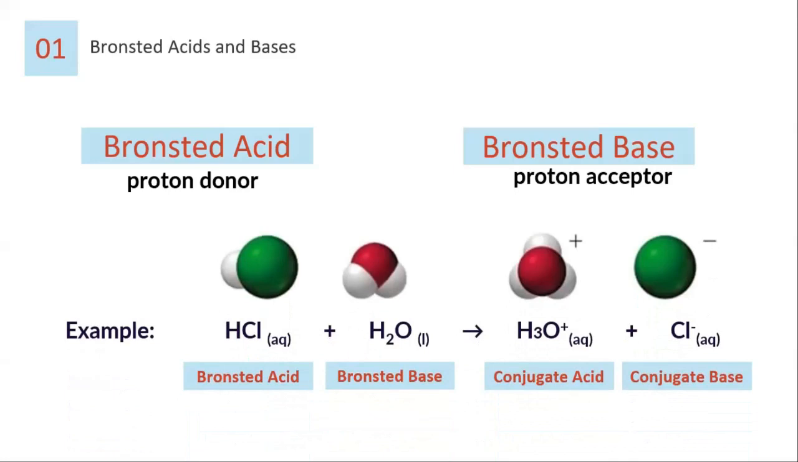In this reaction, hydrochloric acid is an acid because it is donating a proton to water. Therefore, hydrochloric acid acts as a Bronsted acid, whereas water has a lone pair of electrons which is used to accept the proton. Therefore, water acts as a Bronsted base. This reaction is also reversible. In the reversible case, the hydronium ion reacts with the chloride ion and again converts into water and hydrogen chloride. In this case, the hydronium ion, which is donating a proton, is called the conjugate acid, and the chloride ion, which is accepting a proton, is called the conjugate base.